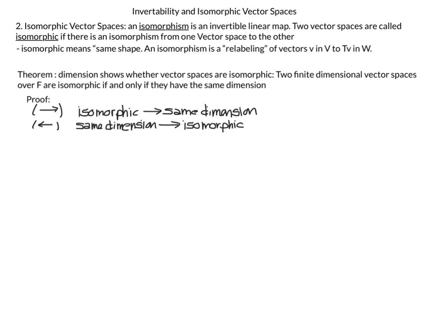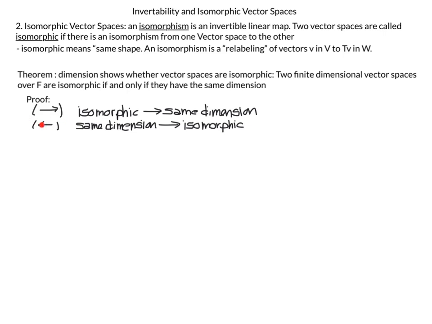So now we're ready to do the proof, and again, because of this if and only if, we have a forward direction and a backwards direction. The forward direction assumes that we have two finite dimensional vector spaces that are isomorphic, and we want to show they have the same dimension. So isomorphic implies same dimension. Again, also they're finite dimensional.